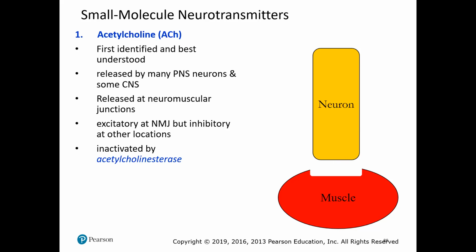It can be excitatory, it can be inhibitory. It's excitatory in skeletal muscle, it's inhibitory in many other places, including the heart. And it is broken down by the enzyme acetylcholinesterase. So we release that enzyme in our bodies to break down acetylcholine in the synaptic cleft.